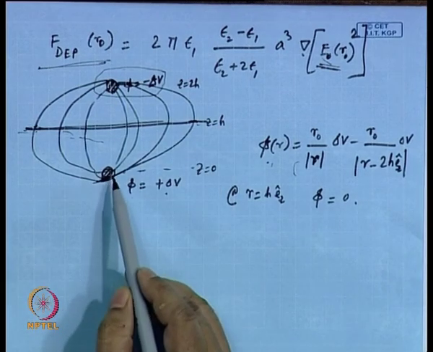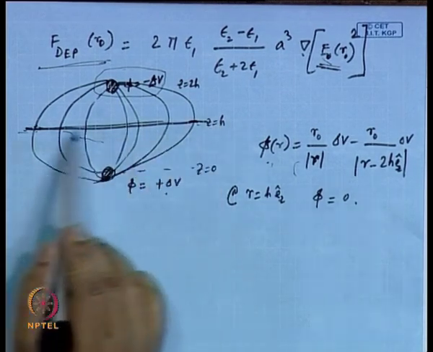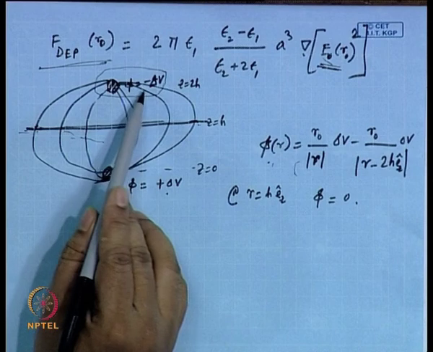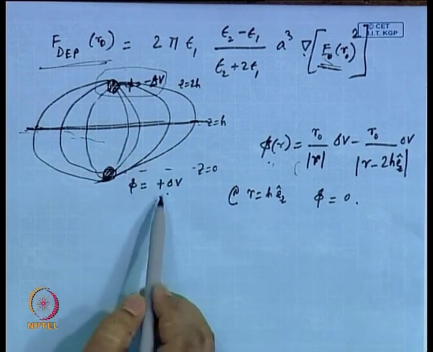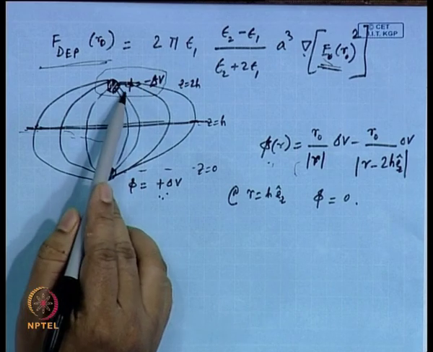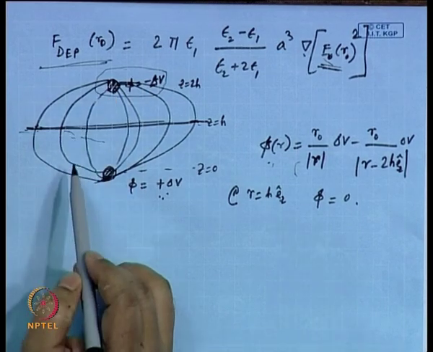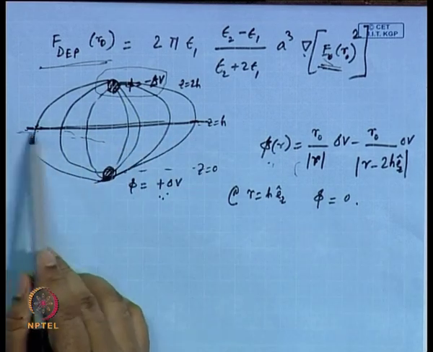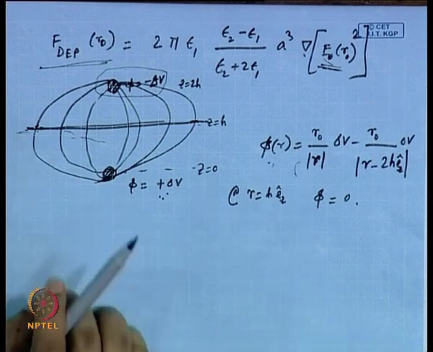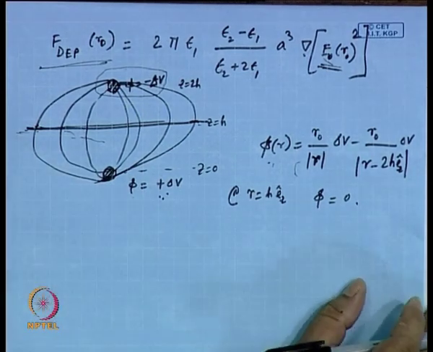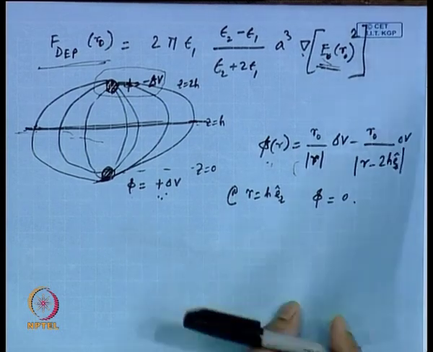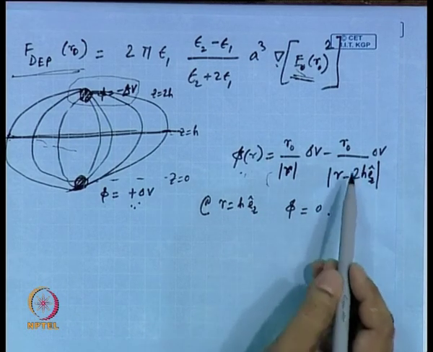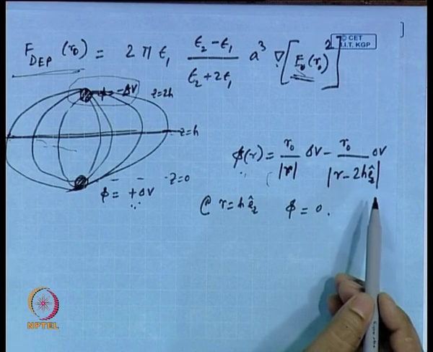Now, instead of having a point electrode and a planar electrode, if you take away the planar electrode and instead think of a mirror electrode at minus delta V. Here it was plus delta V and 0, but instead, you put plus delta V here and minus delta V as a mirror electrode, and if you look at the electric field lines, you will find that they are very similar to the case where you have a planar electrode and a point electrode. By this understanding, the definition of phi is given as this quantity R0 by R delta V minus R0 divided by R minus 2 H e_z delta V.